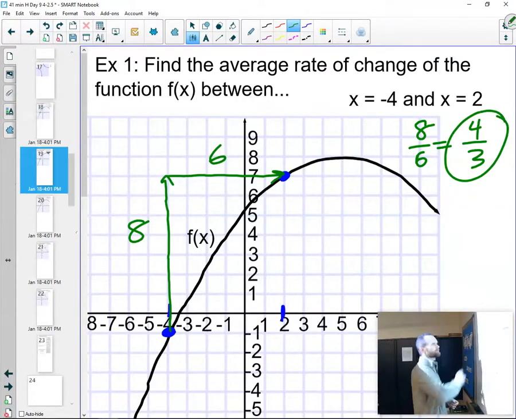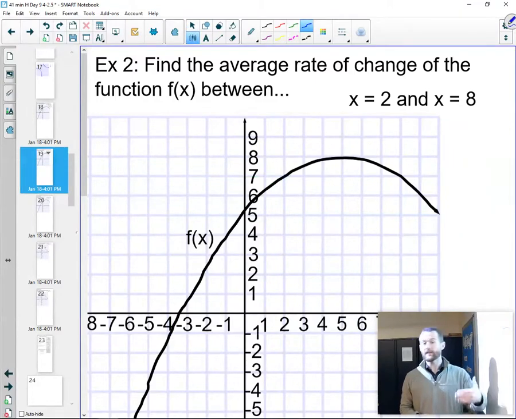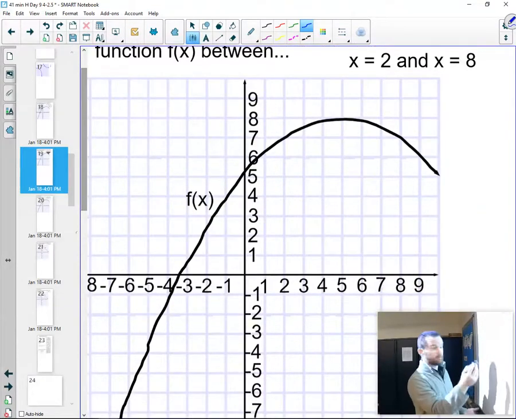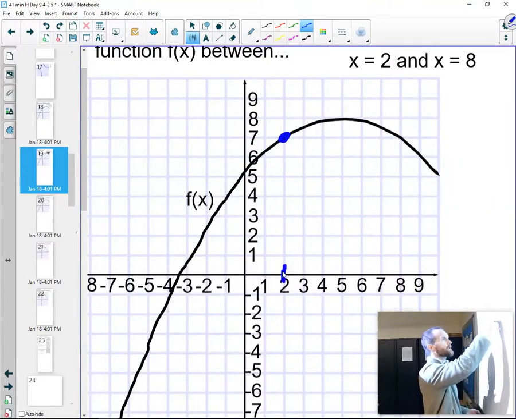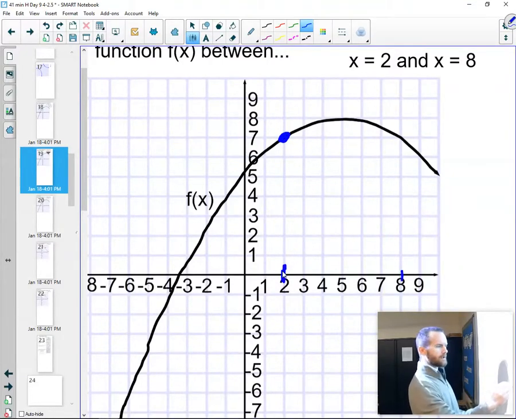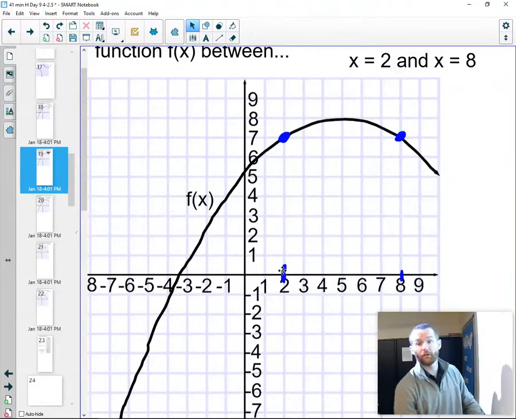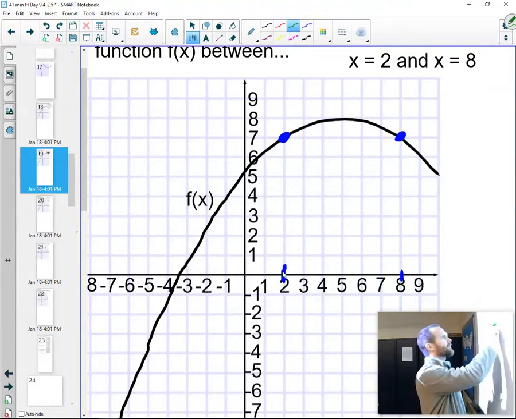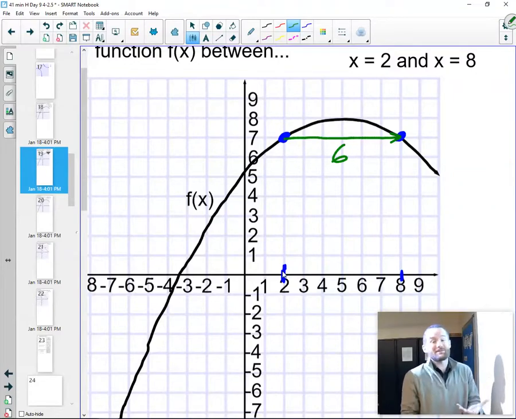Take a look at example 2. Here it says find the average rate of change of the function f of x between x equals 2 and x equals 8. So they're just giving us 2 new points, 2 and 8 for x value. So let's find our starting and ending points. There's x equals 2, that hits the function right here. X equals 8 hits the function right here. Now we do our rise over run. Well, we don't go up or down at all, so our rise is 0, and the run is 1, 2, 3, 4, 5, 6. But let's be honest, the run doesn't actually matter.